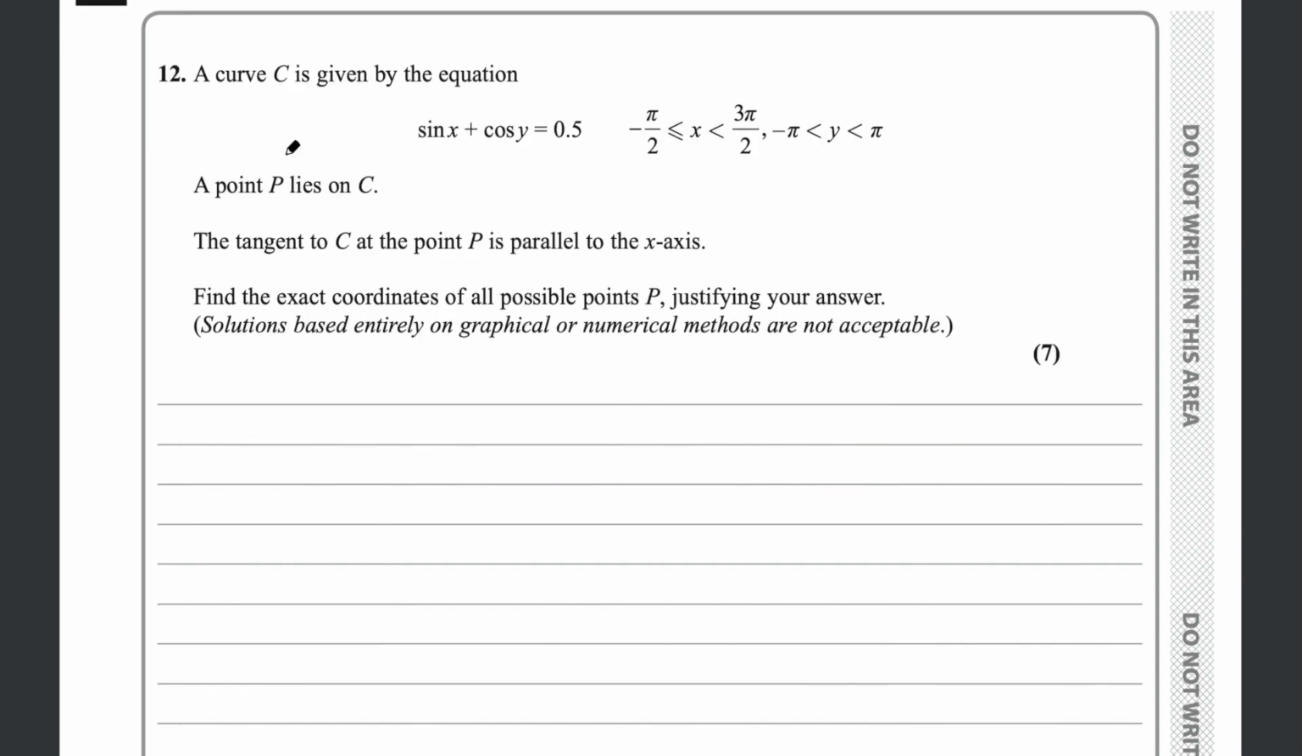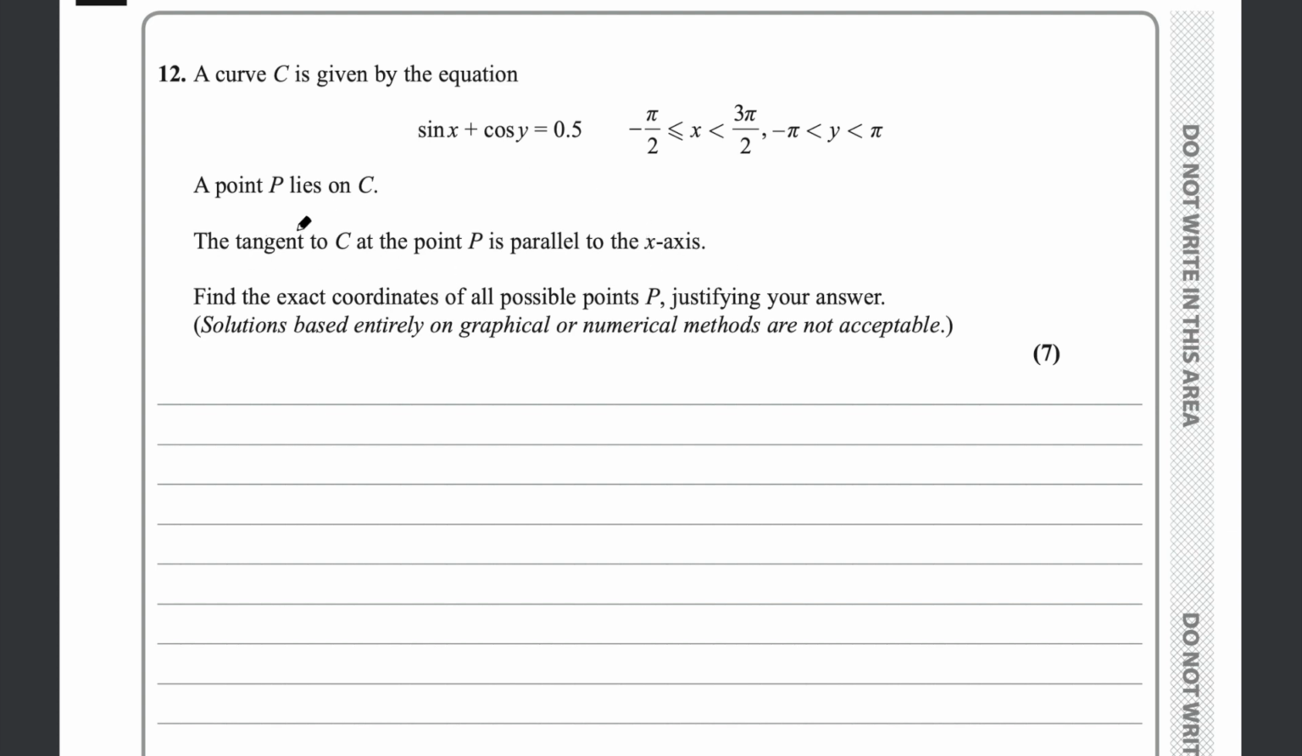Question 12 says a curve C is given by the equation sin x plus cosine y equals 0.5, where x is between negative pi on 2 and 3 pi on 2, and y is between negative pi and pi. A point P lies on C. The tangent to C at the point P is parallel to the x-axis. Find the exact coordinates of all possible points P, justifying your answer.